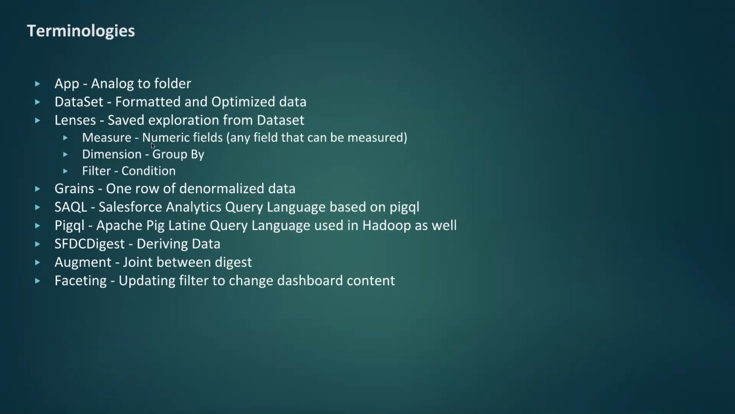Now the lens again has a few important parts. Measure is what you can measure and calculate, so you can do calculations on the numeric fields. Then there are dimensions, which are string values where you can do a group by and add a filter. Date types are also there. Then I will be using the term grain. In terms of Einstein Analytics, a grain equals one row in your data.